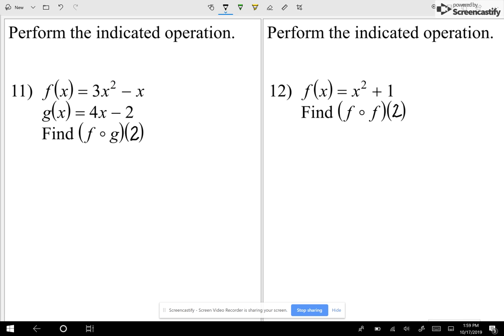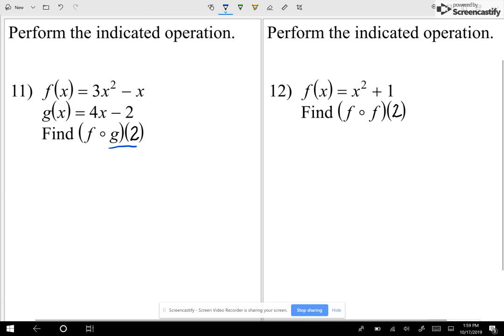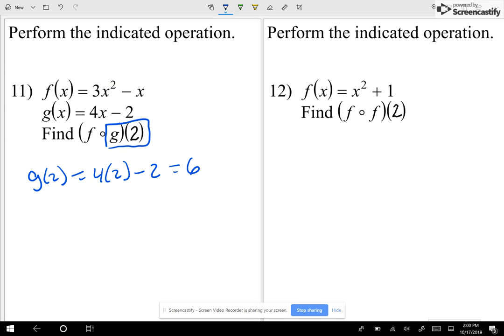The way we're going to be doing composite operations, we're always going to be starting from the far right. So here, for example, I'm looking at g of 2. I'm using the g function, and the value of my variable is 2. So I'm looking at g of 2, that is 4 times 2 minus 2, and that should give me 6.